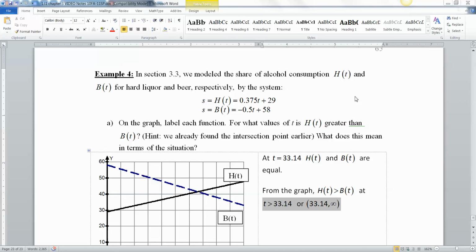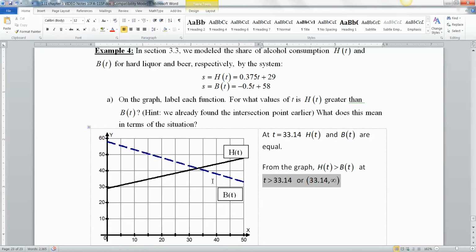Okay, so let's make sure we really understand this story problem here. In section 3.3, we modeled the share of alcohol consumption, H(t) and B(t), for hard liquor and beer respectively by the system, where H(t) = 0.375t + 29 and B(t) = -0.5t + 58. On the graph, we labeled each function, since B(t) was going down and H(t) was going up. For what values of t is H(t) greater than B(t)? That's where we left off.